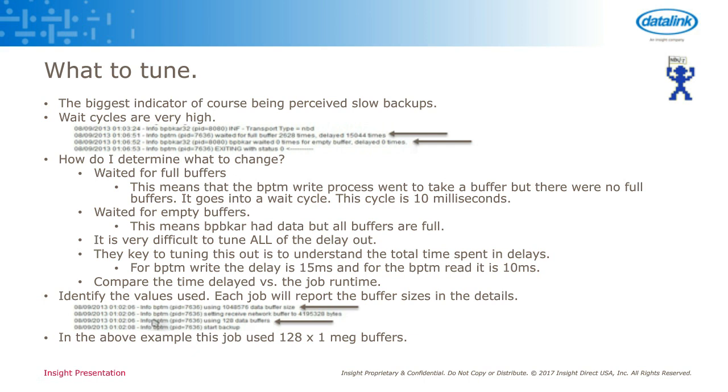So when you're looking at the job details, you're going to see "waited for full buffer", and it'll give you a number. In this case, it'll give you 2428, and it tells you it's delayed a certain number of times. What this is saying is that it's waiting for data to go out to the disk, but it doesn't have a full buffer to take, so it has to go into a wait cycle. And these are reported at the end of the job. So once the job is completed, it'll report the number of times it waited for full buffer or waited for empty buffer, and then you can make your adjustments appropriately.